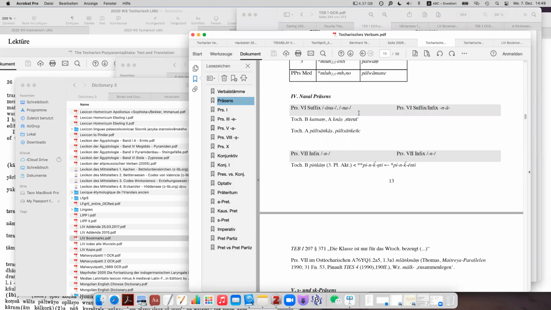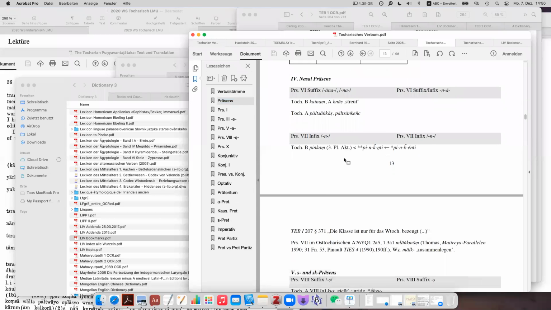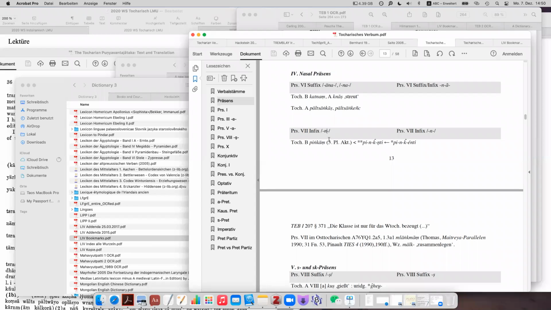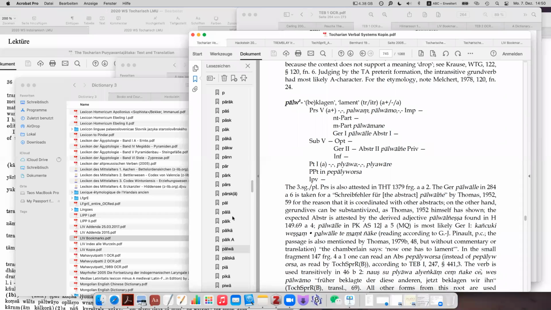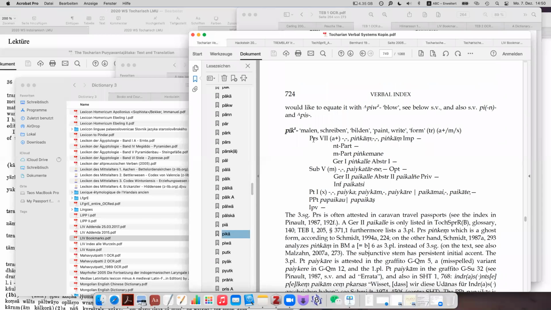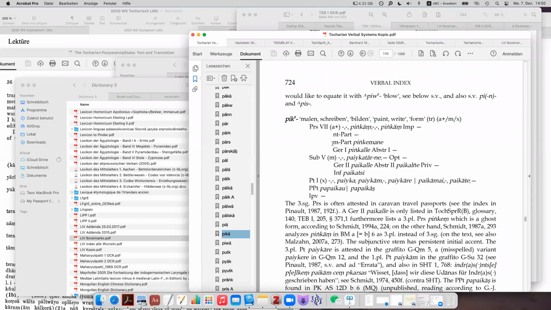Yes, the origin of the na class goes back to a root containing a laryngeal. And then the seventh class, the simple n infix, does not contain any laryngeal. This is a root meaning drawing, painting. So pinkenti. You also find the root in the lexicon. It's called pika.